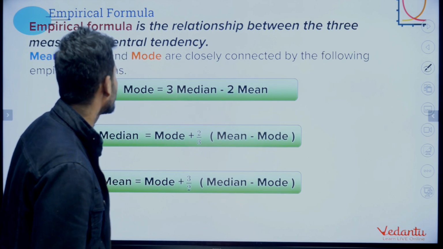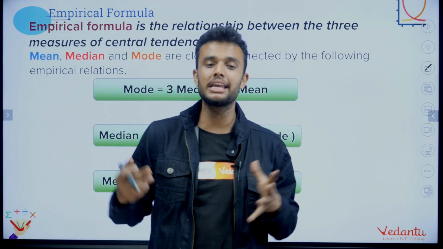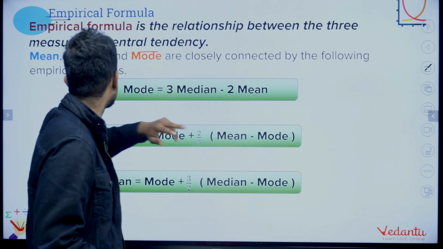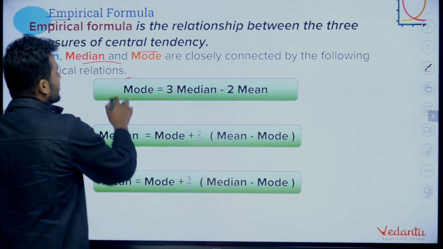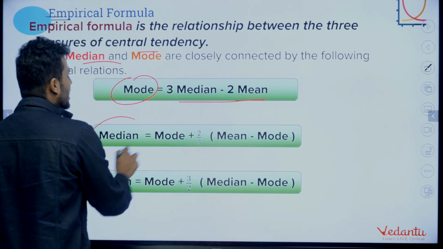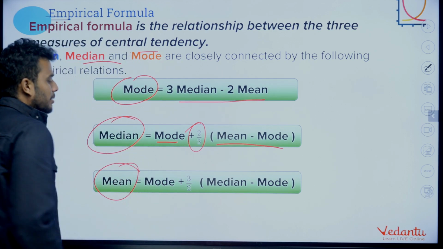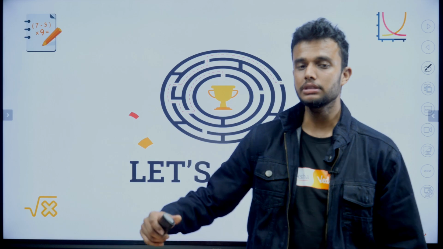Then the empirical formula. Empirical formula is nothing but the relation between mean, median and mode. Very simple. The three measures of central tendency are mean, median and mode. Mode is nothing but 3 median minus 2 mean. Median is nothing but mode plus 2 by 3 into (mean minus mode). Mean is given by mode plus 3 by 2 into (median minus mode). Very simple.